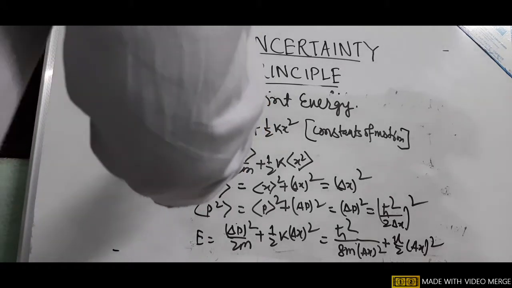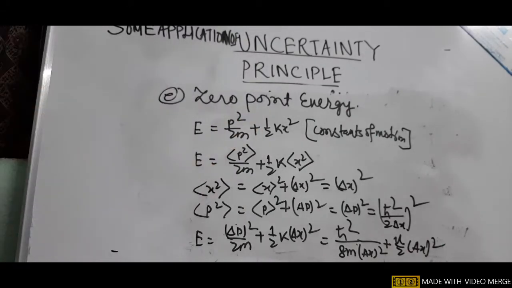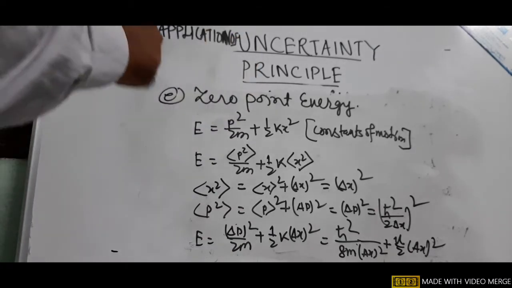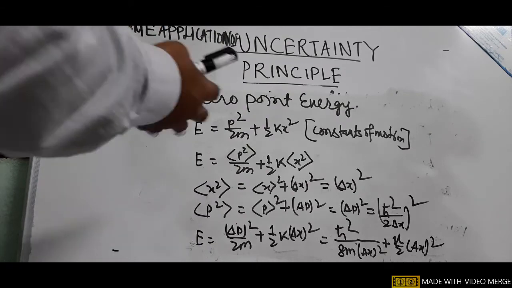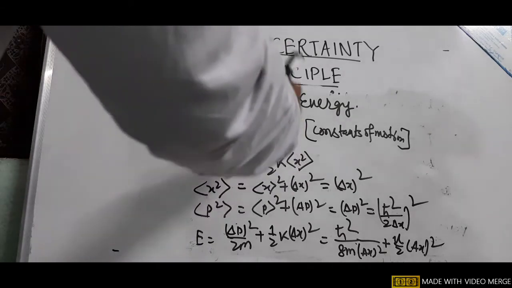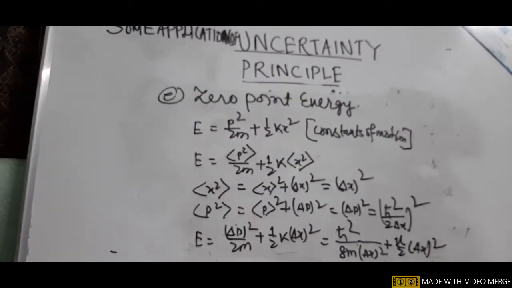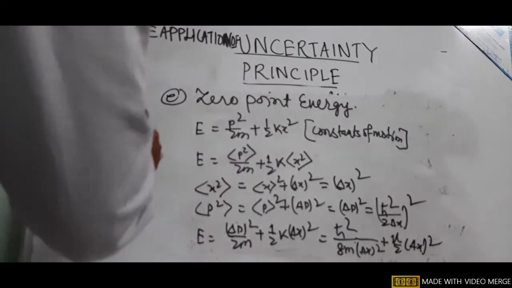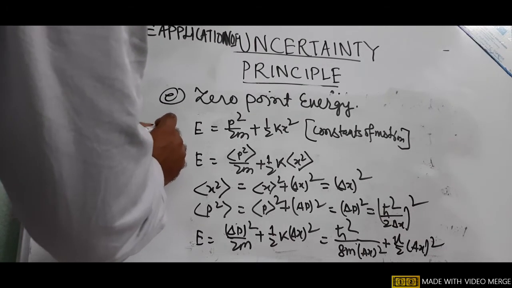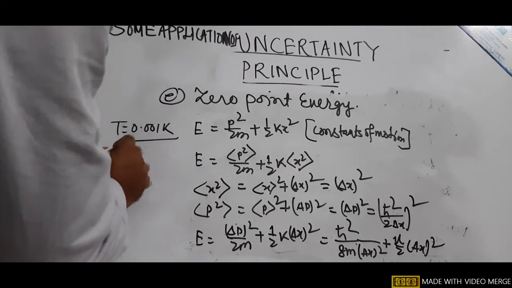But according to the Heisenberg uncertainty principle, position and momentum cannot be determined accurately. So this means that atomic oscillators, even at absolute zero temperature, would retain some oscillatory motion, and that is also uncertain. The energy possessed by the atomic oscillator at absolute zero is known as the zero point energy. Experimental studies have also shown that the atom at T equal to 0.001 Kelvin has some zero point energy.